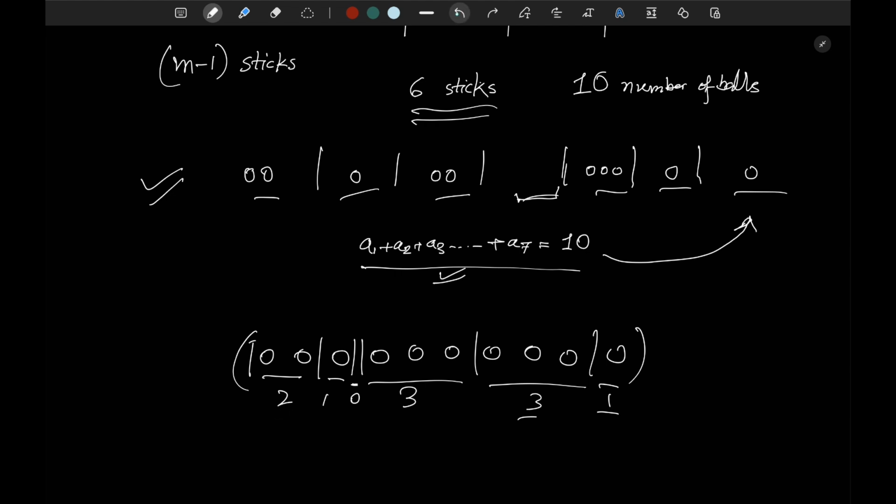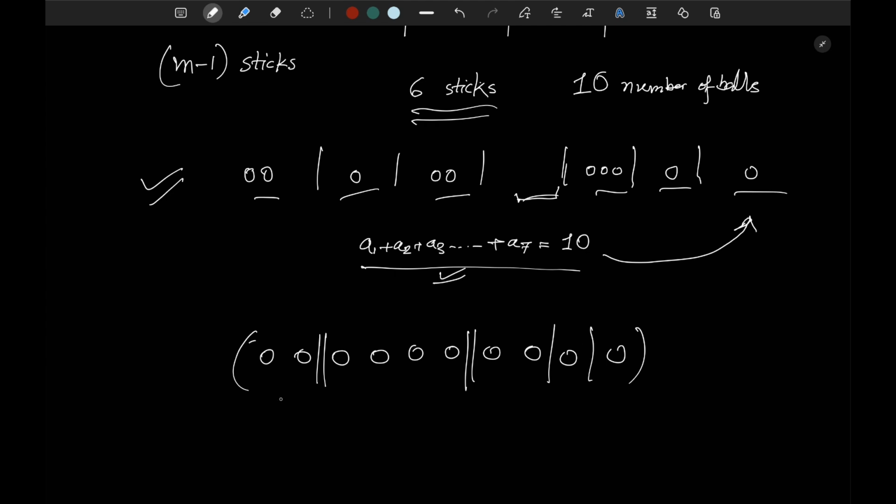Or we could also have another arrangement, say 1 stick here, 1 stick here, 1 stick here, and 1 here, 1 here. So in this case we have what? 2, 0. For this we have 4, this also 0, this is 2, 1 and 1.